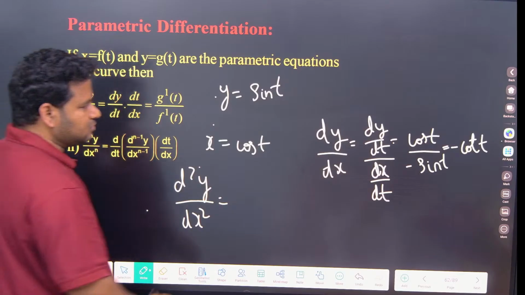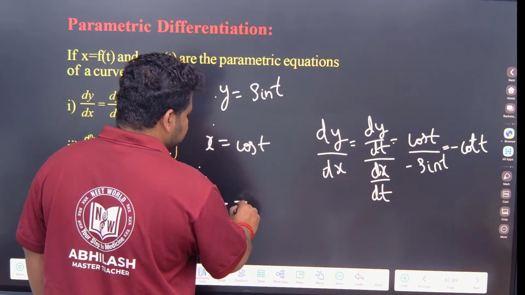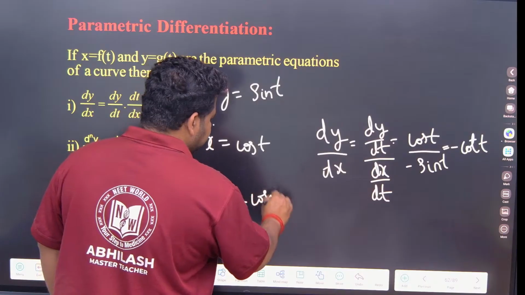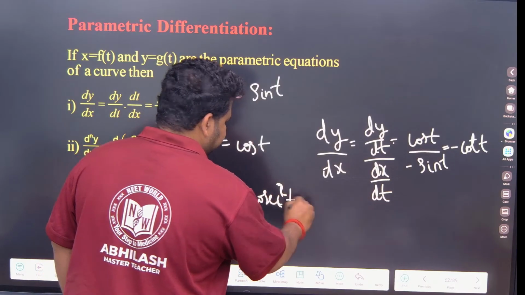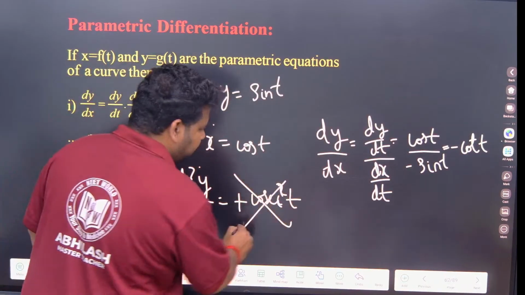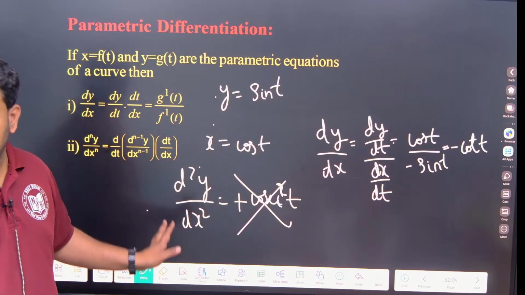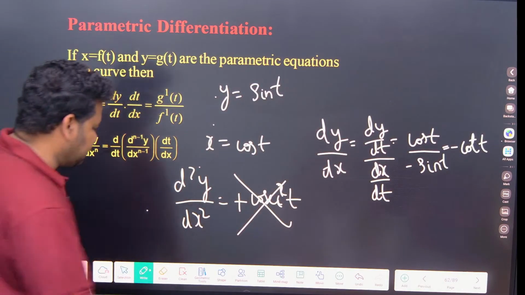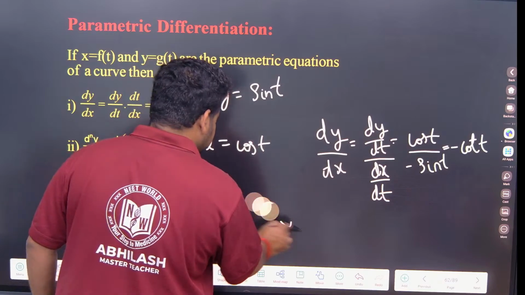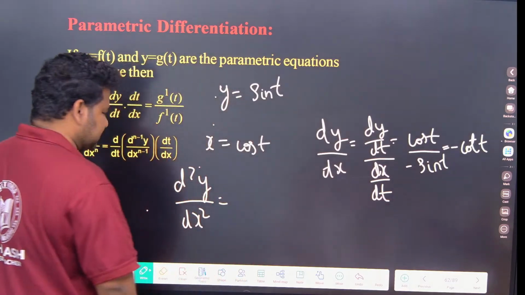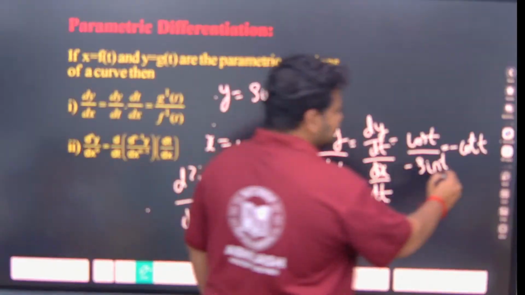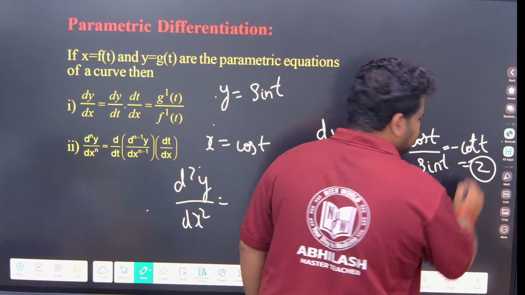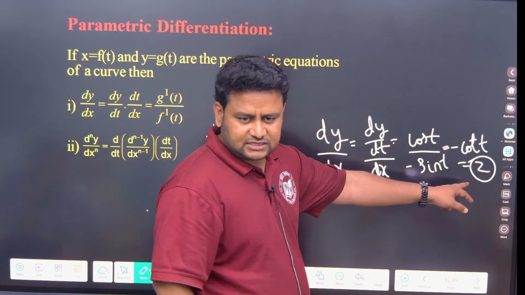The derivative of cot t is minus cosecant square t, but doing it directly like that is absolutely the wrong way. I know you will make a mistake here, so this is not the way to do it. For d square y by dx square, let us take this value, minus cot t, as z.